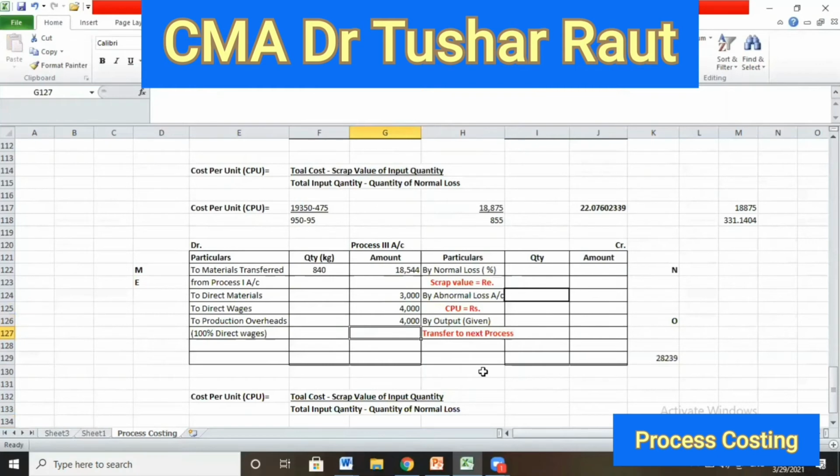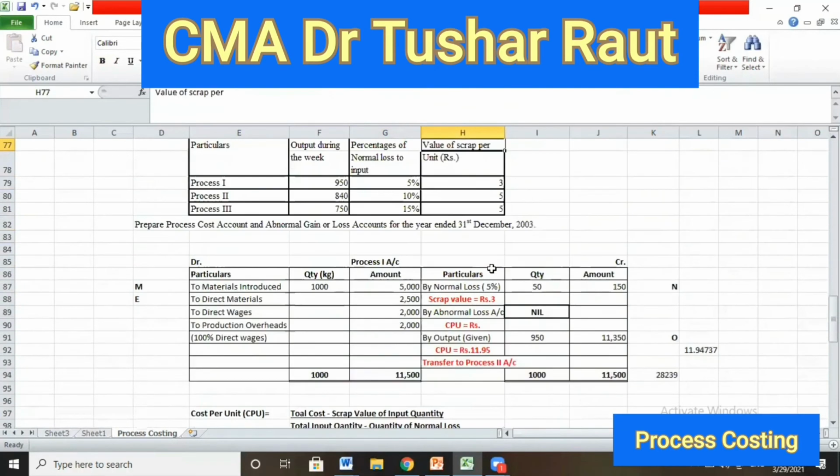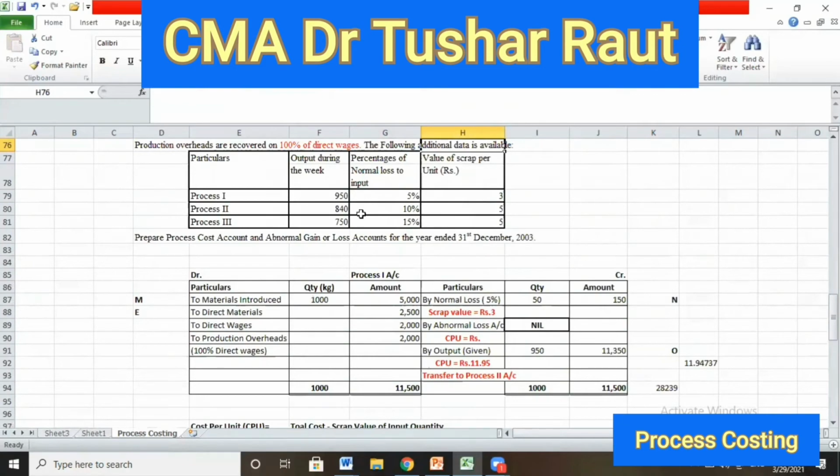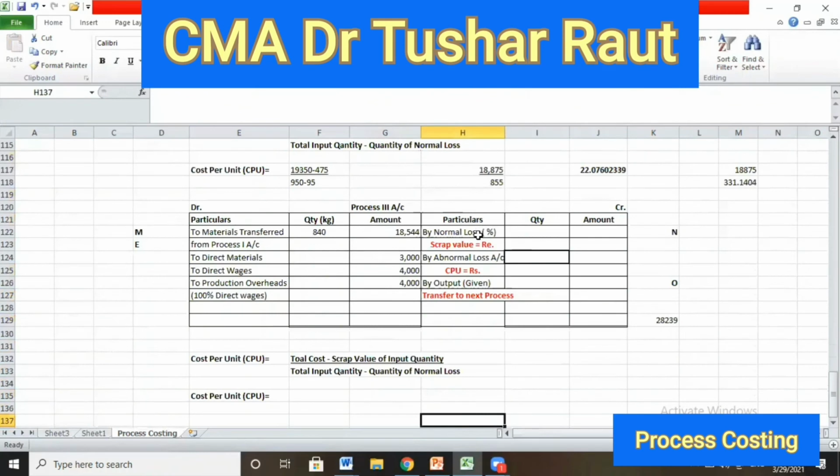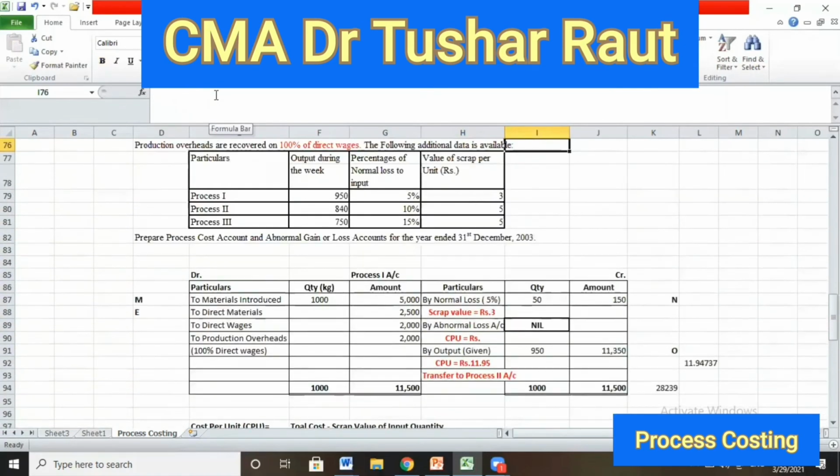So this is how we calculate written over here, direct material, all kind of expenses. So material introduced, all kind of expenses. Then we need to understand what is the percentage of normal loss, which is 15%, and scrap value is rupees 5. Output is given 750, and the percentage of normal loss is 15%.